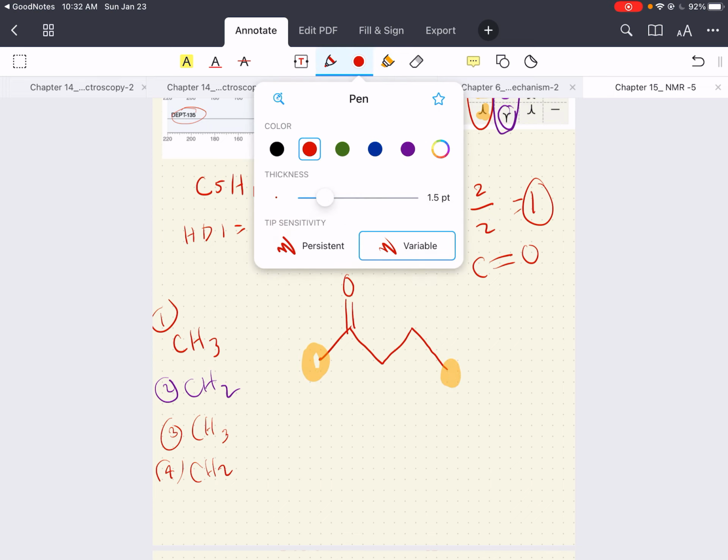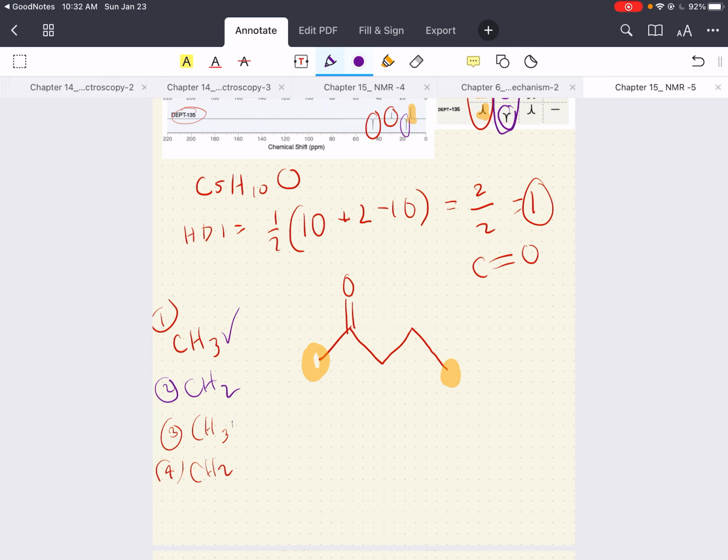That's our two CH3s, check, check. We have our two CH2s, check, check. And we have our carbonyl group. This proposed structure makes sense with all the information that we have.